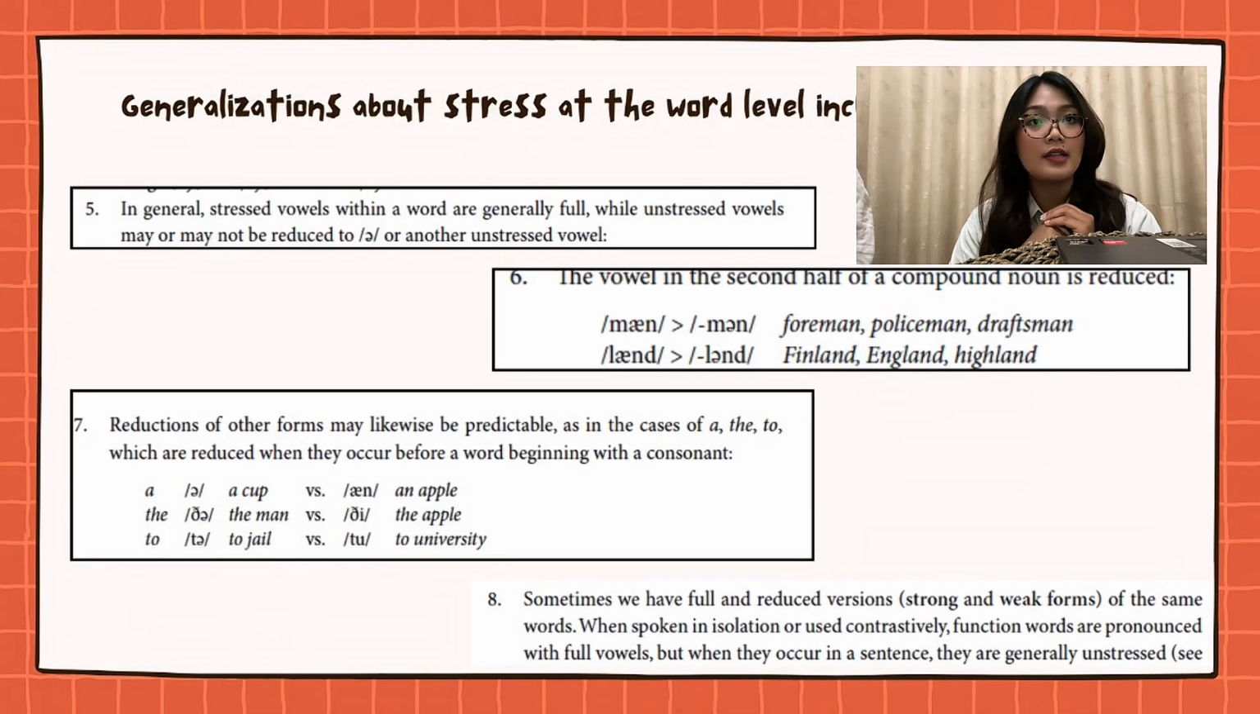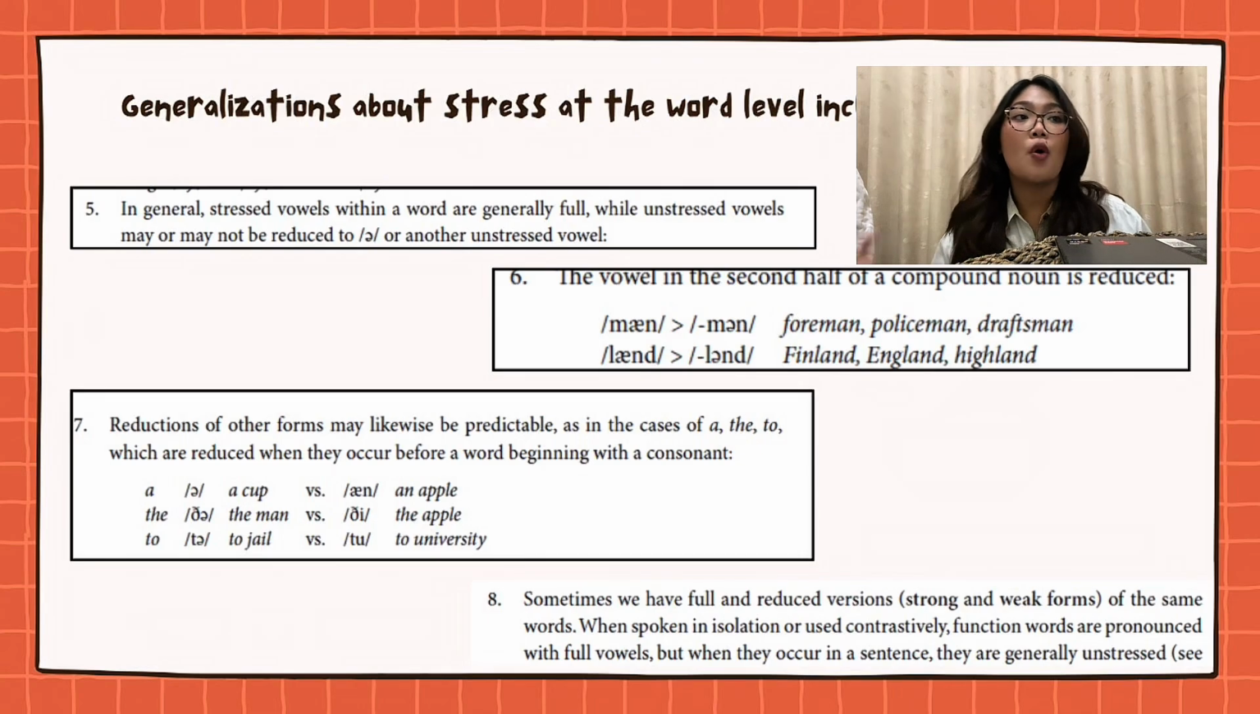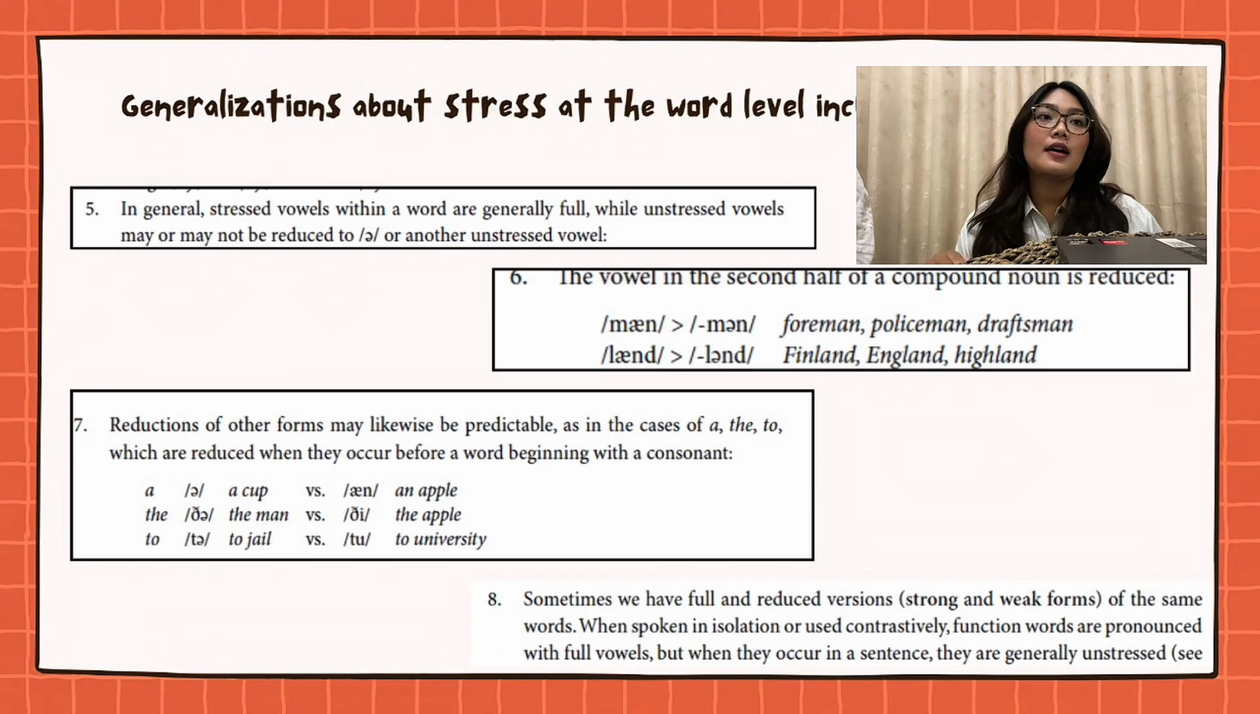Fifth, in general, stressed vowels within a word are generally full, while unstressed vowels may or may not be reduced to a or another unstressed vowel. Sixth, the vowel in the second half of a compound noun is reduced. For example, the word man will be reduced in the compound noun, for example, like foreman, policeman, draftsman. And the word land will be reduced in the compound noun, for example, like Finland, England, Highland.